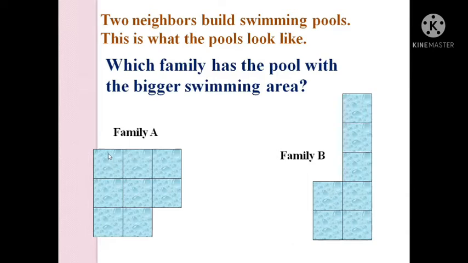Check it first. Family A: 1 square, 2 square, 3 square, 4 square, 5 square, 6 square, 7 square, 8 squares. So family A has built 8 square units of swimming area. Now let us count family B's swimming area. 1 square, 2 square, 3 square, 4 square, 5 square, 6 square, 7 square. So family B has built 7 square units of swimming area. So which is bigger one here?